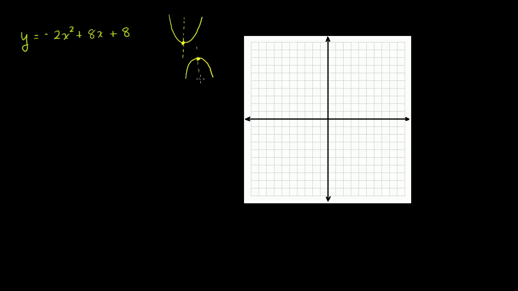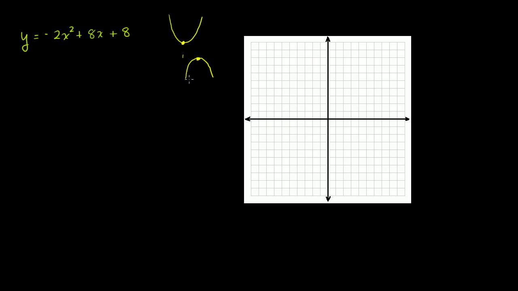And the general way of telling the difference between an upward opening and a downward opening parabola is that this will have a positive a coefficient on the x squared term, and this will have a negative coefficient. And we'll see that in a little bit more detail. So let's just work on this.